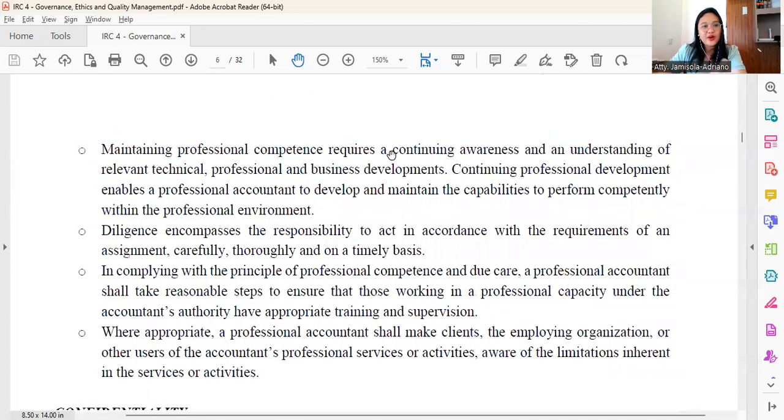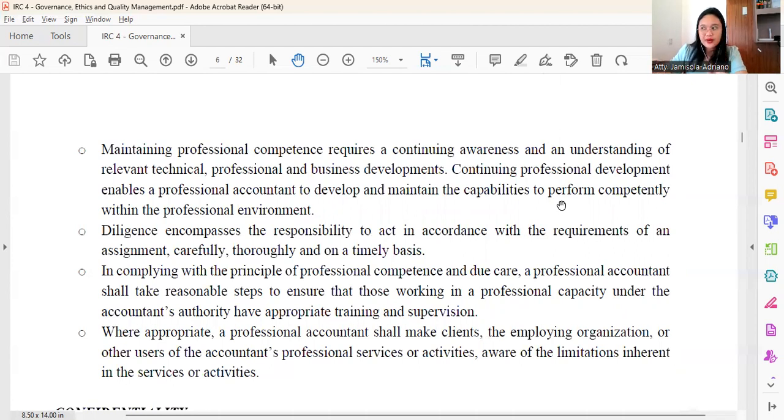Maintaining professional competence requires a continuing awareness and an understanding of relevant technical, professional, and business developments. So continuing professional development enables a professional accountant to develop and maintain the capabilities to perform competently within the professional environment. So if you do not know this yet, if you become an accountant, you have to obtain 120 CPD units, continuing professional development units. That means you have to attend several seminars. And you need to comply with the 120 requirement within a period of 3 years.